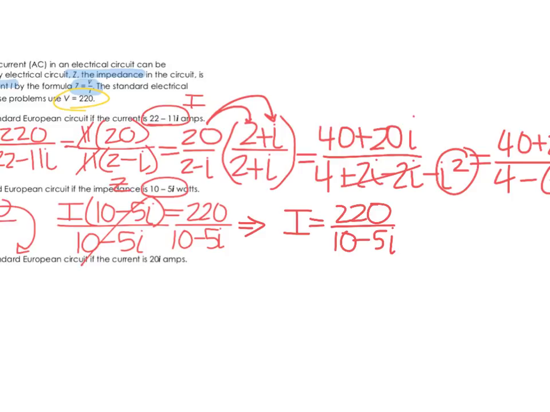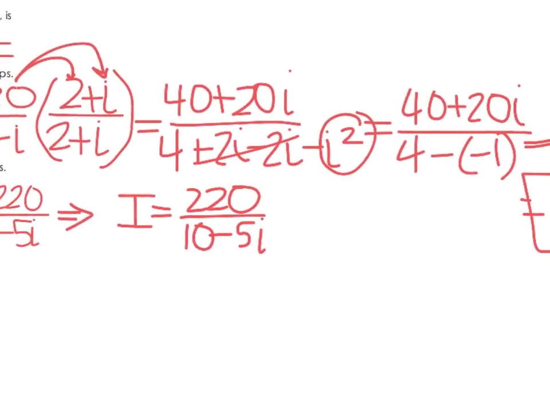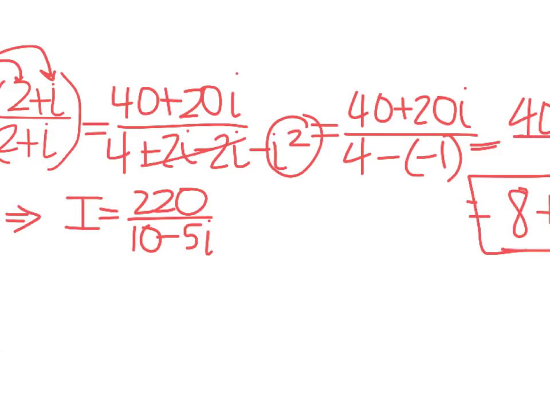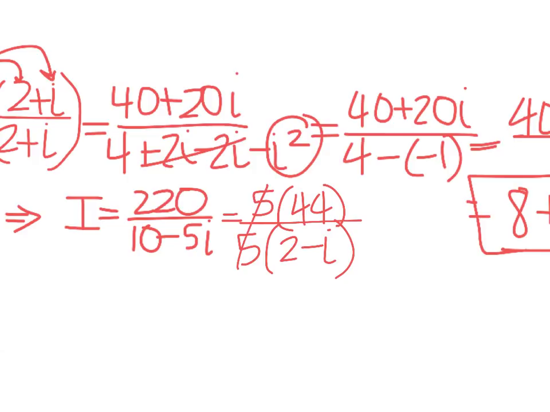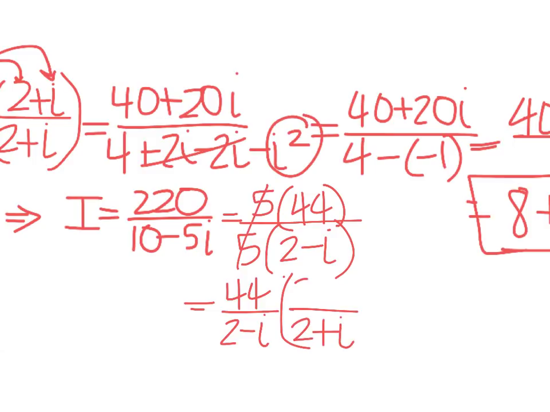Now we can't leave that as our final answer because we cannot have i in the denominator. So we want to start by factoring out a GCF. We can factor 5 out from here. If we factor 5 out, we end up with 5 times 44 over 5 times 2 minus i. The 5's cancel out, and we're left with 44 over 2 minus i. Now we've got to get rid of the i from the denominator, so multiply by the complex conjugate, since it's a binomial in the denominator. So multiply top and bottom by 2 plus i.